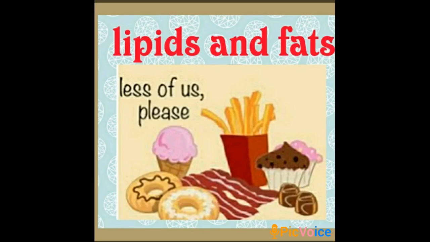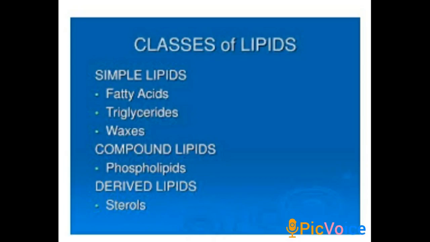Fat is a complex molecule made up of a mixture of fatty acids and glycerol. Just like carbohydrates, it contains carbon, hydrogen, and oxygen, but it contains a higher ratio of carbon and hydrogen than oxygen. We have lipids in different forms: simple lipids, compound lipids, derived lipids, or steroids.